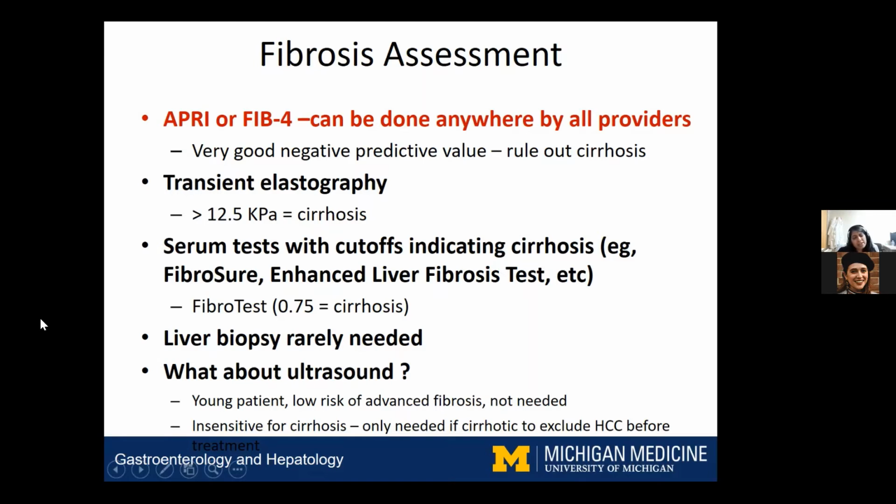A liver biopsy these days is rarely needed, for these reasons, that we have these above tests. And an ultrasound is not needed for all of our patients at baseline. Again, when we think about low threshold care and reducing barriers to initiating treatment, in young patients who are treatment naive, there's a very low risk of advanced fibrosis, and typically an ultrasound is not needed before you initiate treatment.